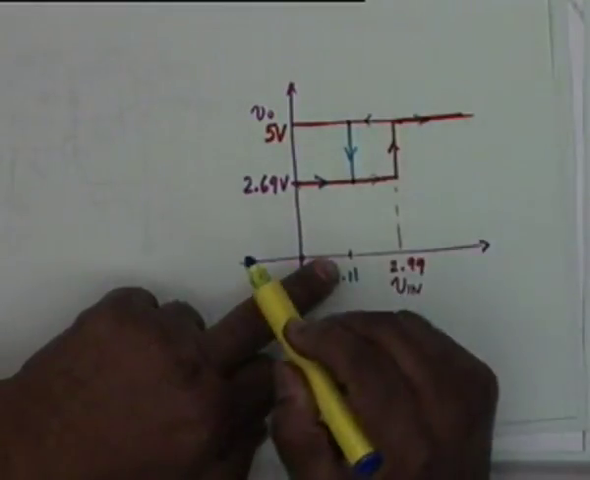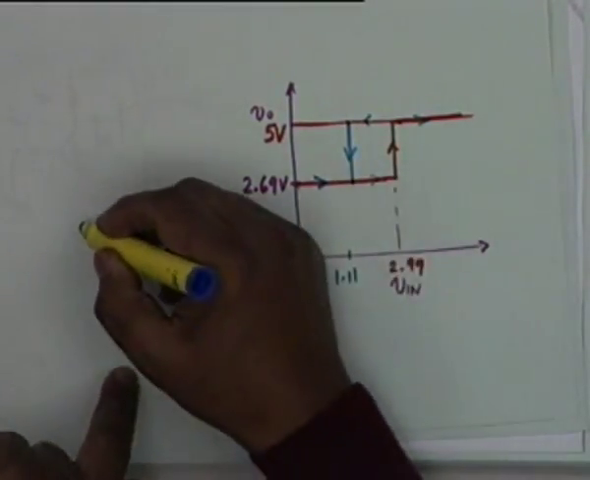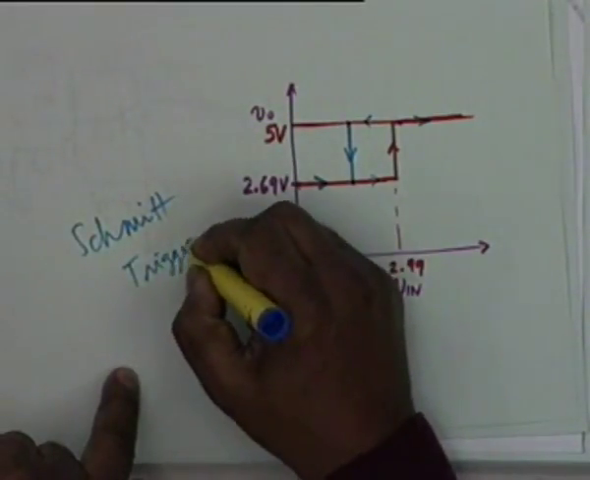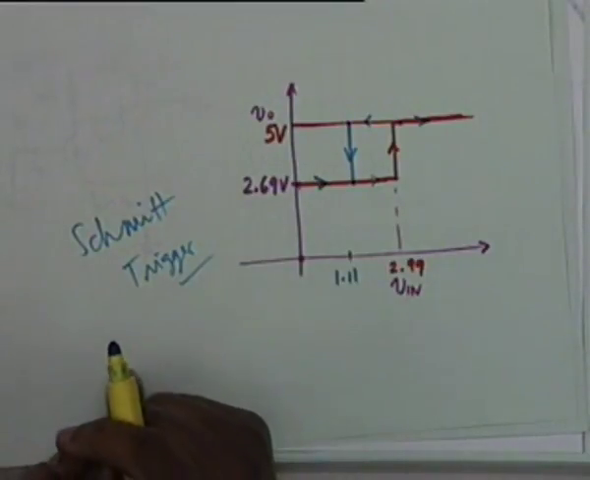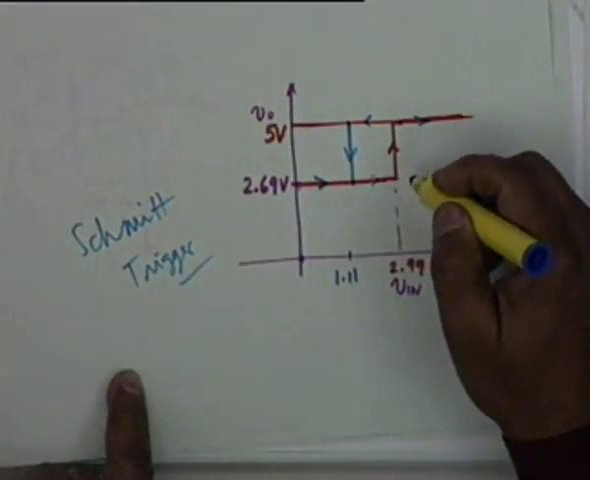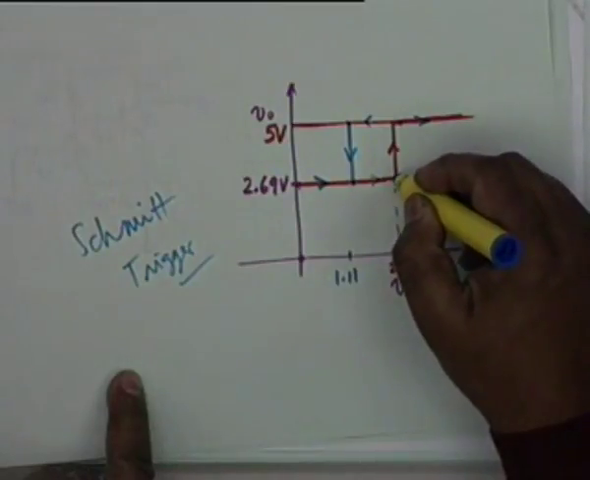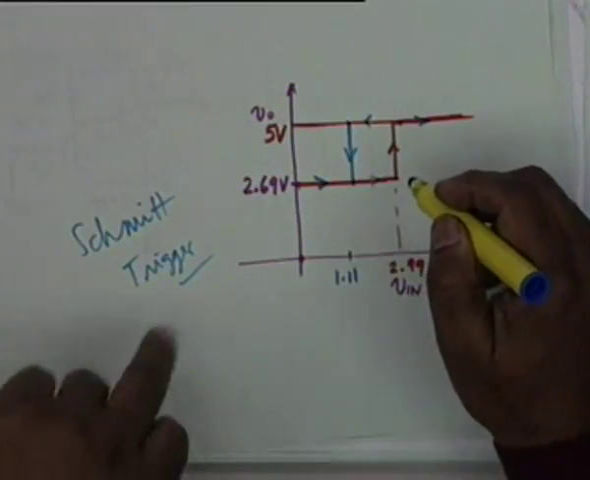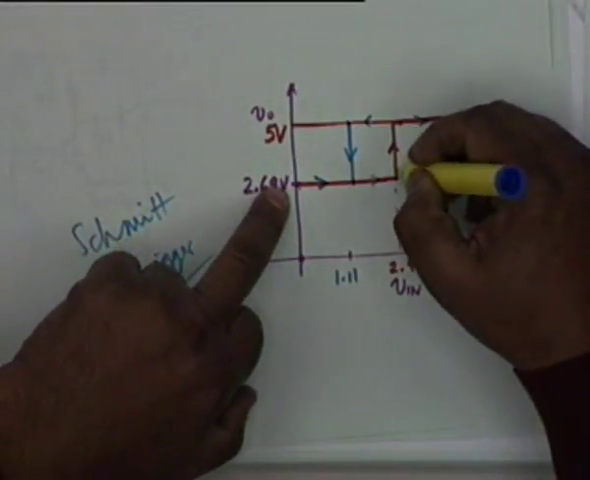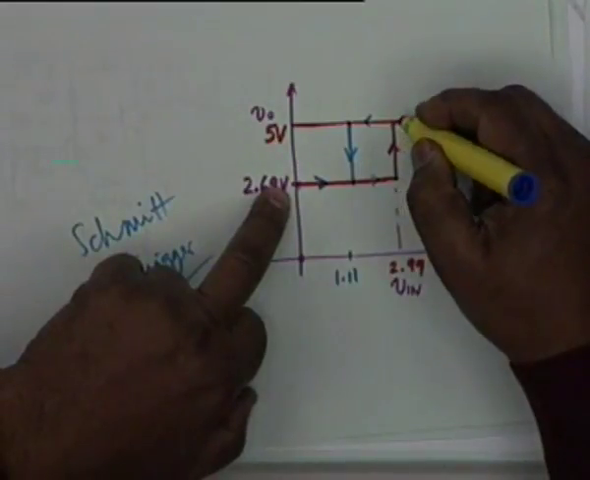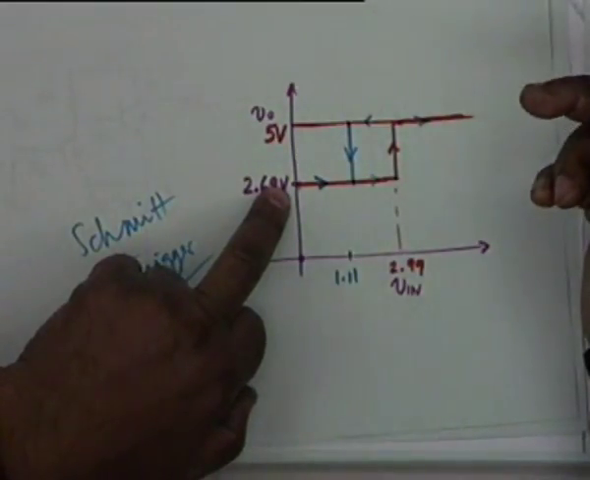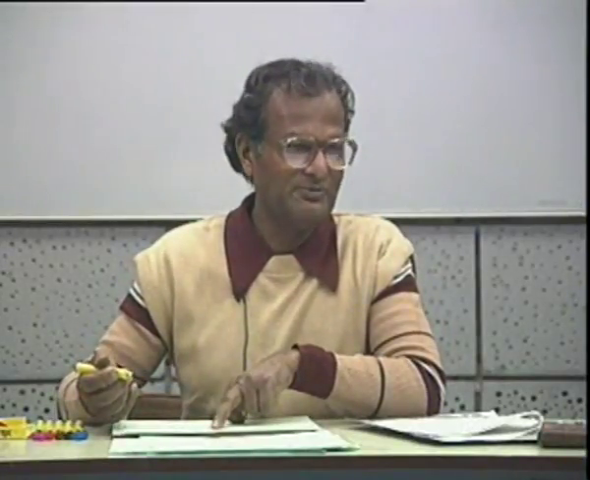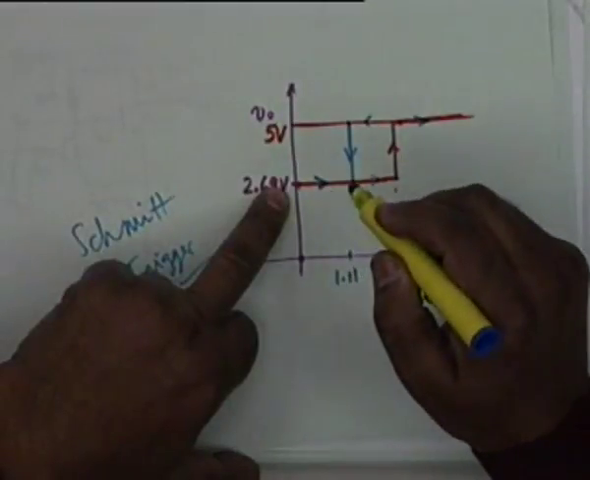Okay, this is a highly nonlinear circuit, and this circuit is called the so-called Schmitt trigger. So why this abrupt change at 2.99 volt? Why this abrupt change at 2.99? Actually there will be a small slope here, as I said, because the current takes some time to build up. But it is so fast that you won't be able to see it in the scope. In the scope you will see something like this, a rectangle.